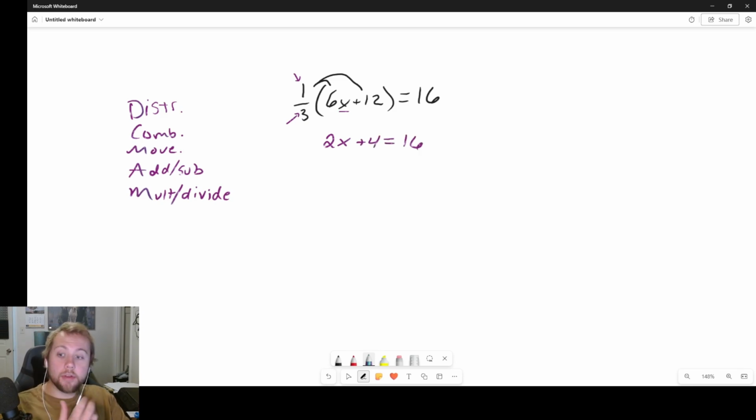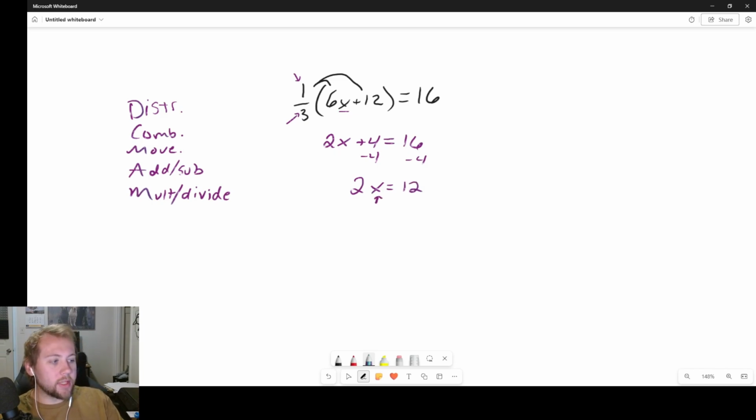So now I just have a two-step equation. We need to add or subtract, so I'm going to subtract 4 on both sides and get 2x is equal to 12. And now to get our variable all by itself, we have to get rid of that 2. How do we get rid of that 2? We divide. So we're going to divide on both sides by 2 to get x is equal to 6.